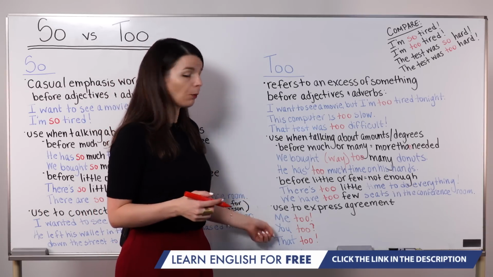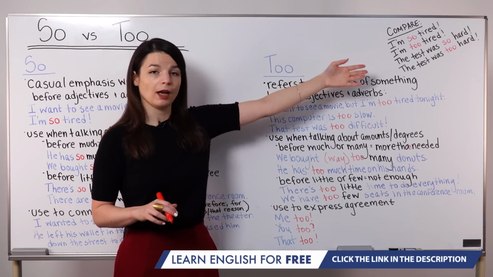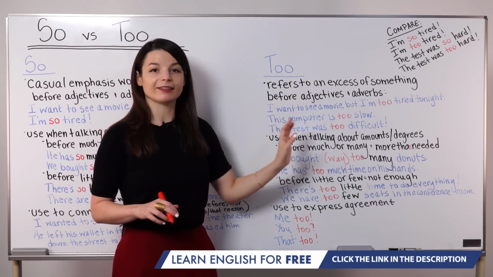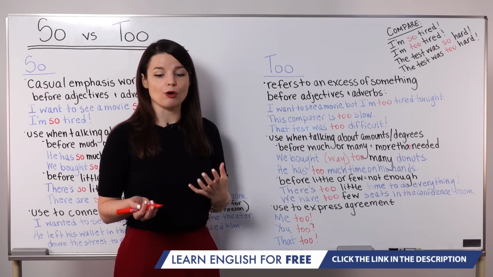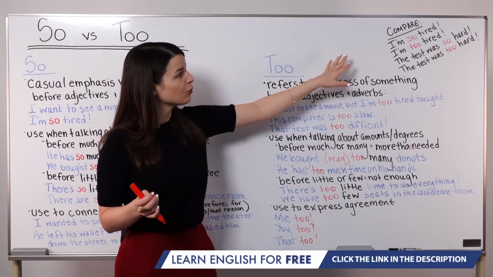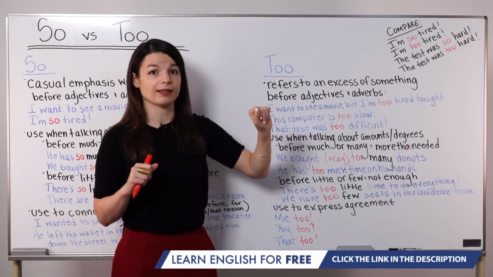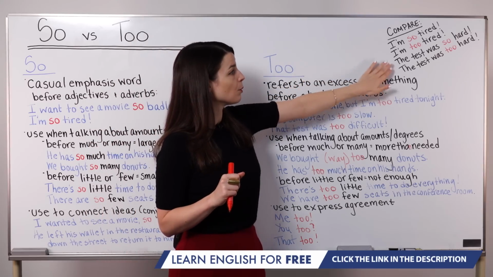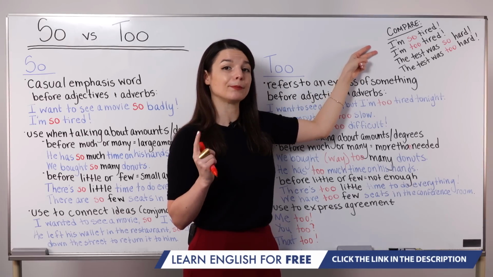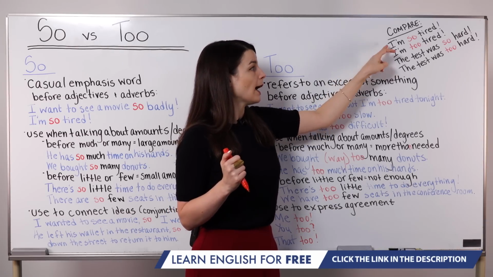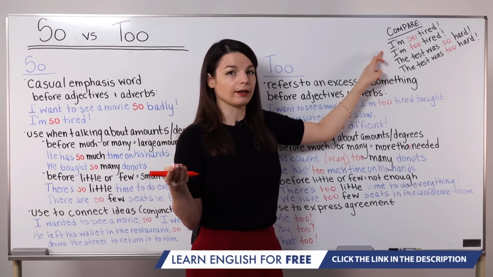Okay, I want to finish this lesson by doing a short comparison. I did some comparisons already in this part of the lesson, but I just want to show how choosing one of these words can really change the feeling of a sentence. Let's look at these two pairs. The first pair is I'm so tired and I'm too tired. As we learned, so is an emphasis word. It just means I'm very tired.